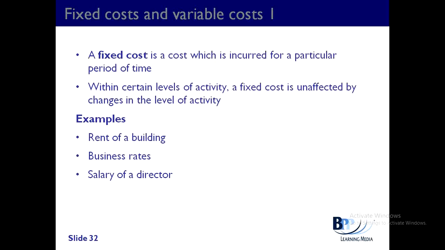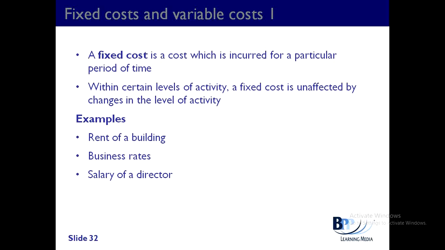Costs can be classified as either fixed or variable costs. What is a fixed cost? A fixed cost is a cost which is incurred for a particular period of time, and the cost does not change in connection with the changes in production levels. So the cost is fixed within a given period of activity. Fixed costs are unaffected by the changes in the levels of activity. So whether you increase activity levels, the fixed cost remains the same.